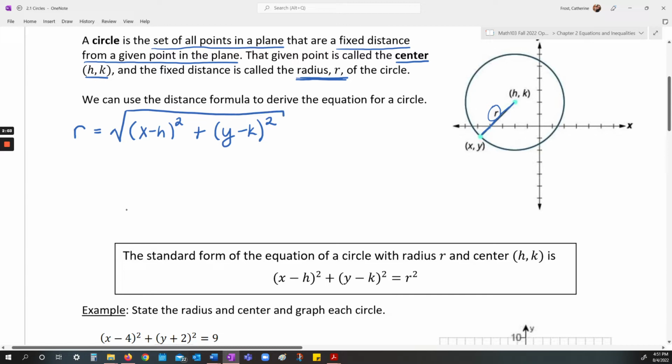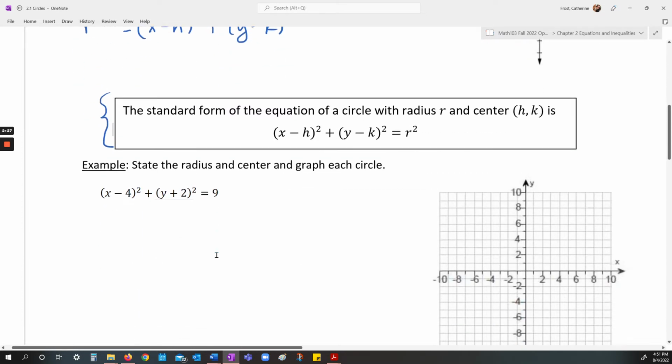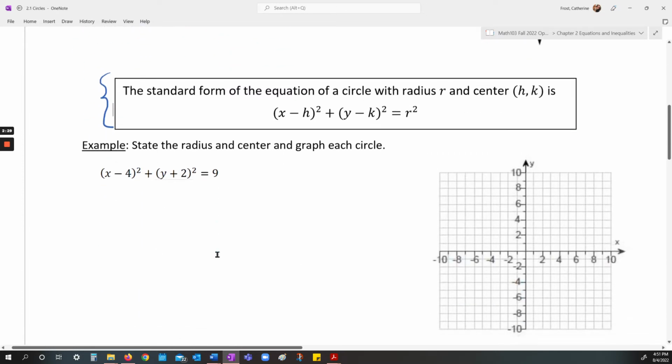all under that square root. So now we can clean this up a little bit, square both sides, and we have r squared equals x minus h, the quantity squared, plus y minus k, the quantity squared. And then usually this gets flip-flopped around so that the r squared is on the right side, and we end up with this guy that's in the box. So we call this the standard form for the equation of a circle.